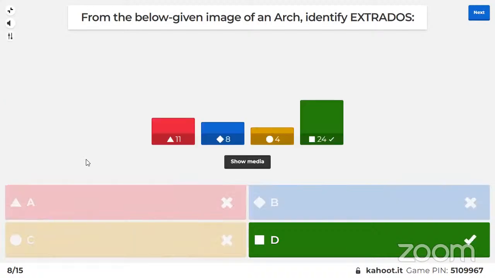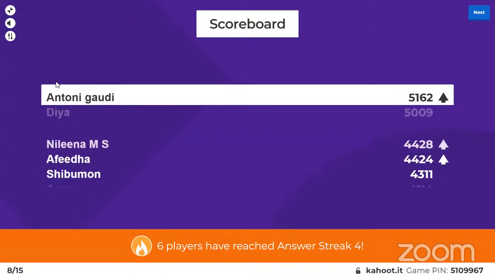All right, so we have shown a figure. From the below image, you have to identify the extra dose. Extra dose is the D part, which is marked as D. Okay. All right. Moving on to the leaderboard again.